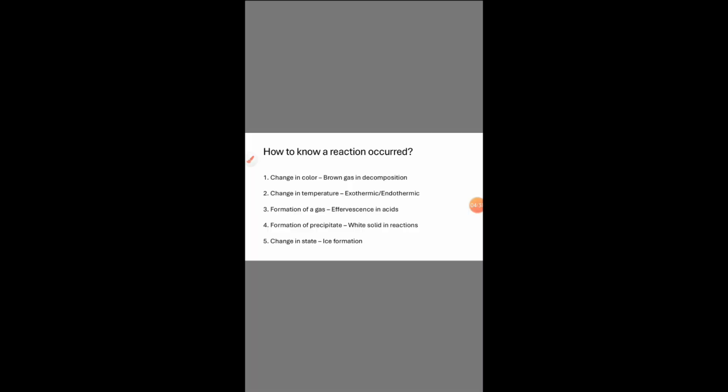The next question is: how do you know if a chemical reaction has happened, and how do you look for the signs? We have 5 signs to know whether a reaction has occurred or not. The first sign is a change in color.